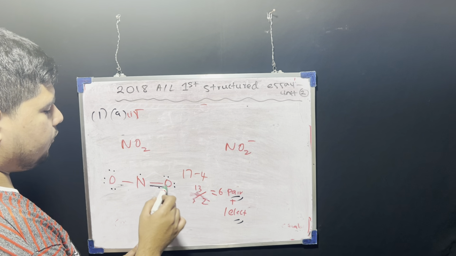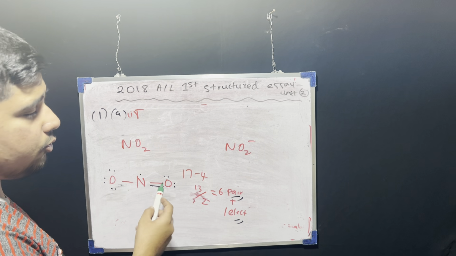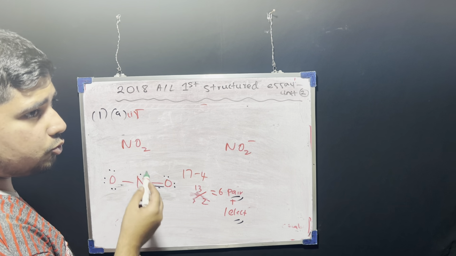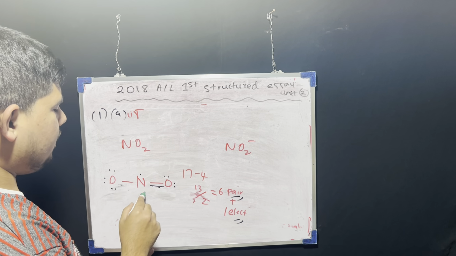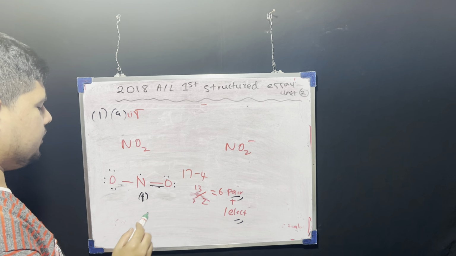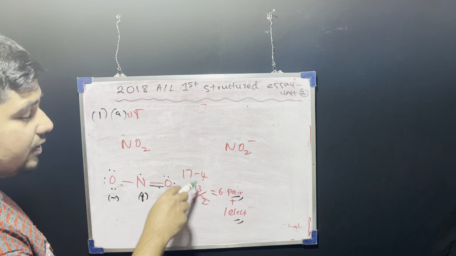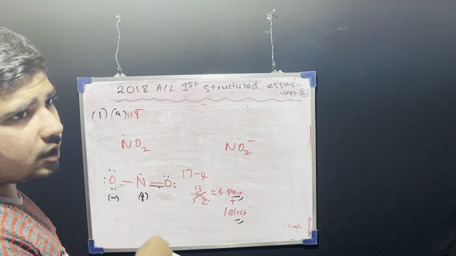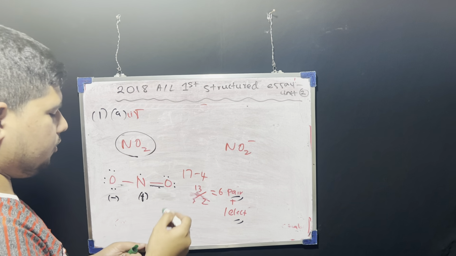Here 1, 2, 3, 4, 5, 6. There should be 6 valence electrons. It has 6 valence electrons, therefore 0 charge. Here 1, 2, 3, 4. It should have 5 valence electrons, but it has only 4. Therefore, there should be a plus charge. Here there should be a minus charge. Now when we see the total charge of the molecule, 1 plus and 1 minus, the total charge is 0. That is a neutral molecule. NO2 is a neutral molecule.